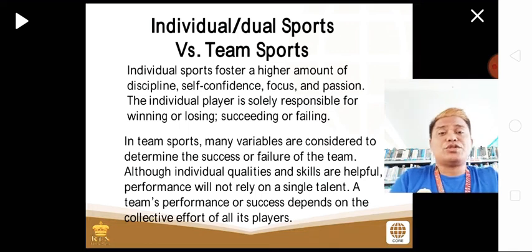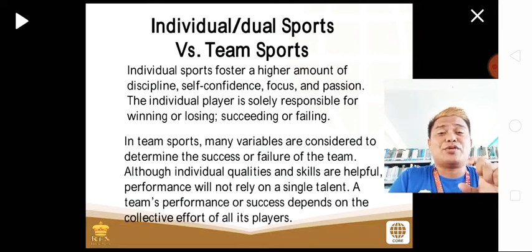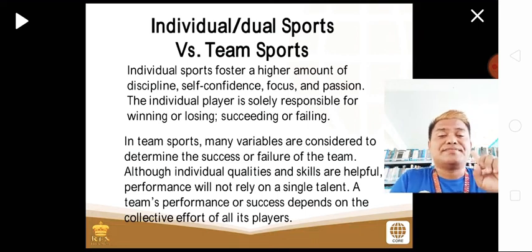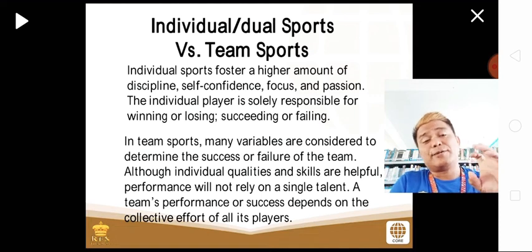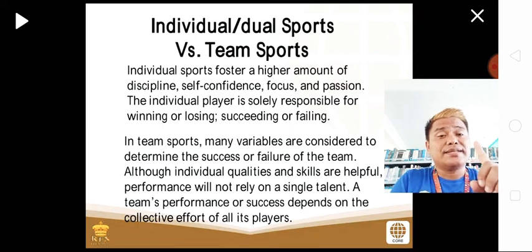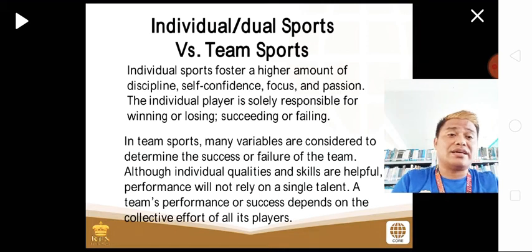Okay, in team sports, many variables are considered to determine the success or failure of a team. You should have teamwork as a team. A team is difficult. There should really be practice. All of us practice, but compared to individual, it's easier because you alone decide. It is hard when you have a group where some don't participate, you will really fail.